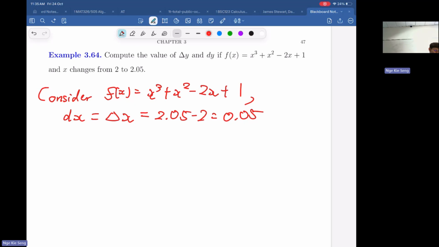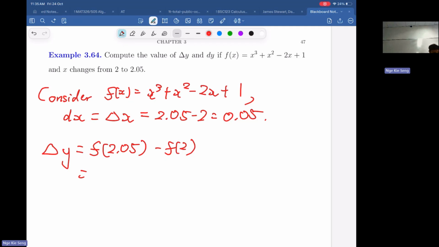So how do we compute delta y here? It's exactly f of 2.05 minus f of 2. It's just comparing the y value at 2 and 2.05. If you do the calculation, you can expand it. I think you should use a calculator, because the solution you get is 0.717625.